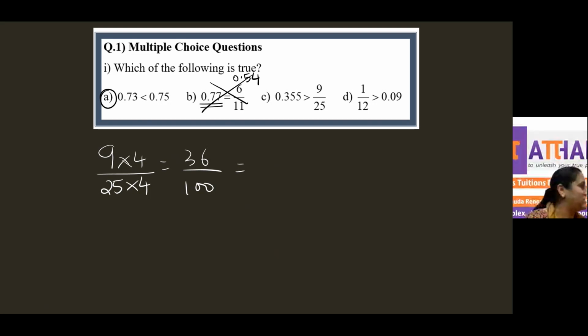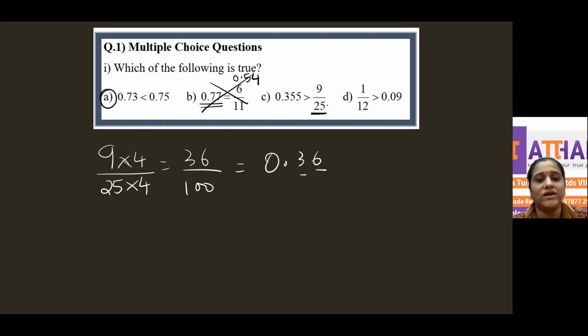How many digits are there in the denominator? How many zeros are there in the denominator? 2. That means after the decimal point, there should be 2 digits. Now there are already 2 digits, 3 and 6. So it will be 0.36. See, 2 digits after the decimal point. So 0.36.